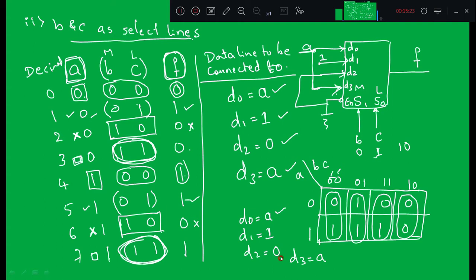So the design will remain the same whichever method you use. Either you go with the truth table method, or you can solve it using what? A K-map method. Okay, now I'll give you one homework example where you can try it out.